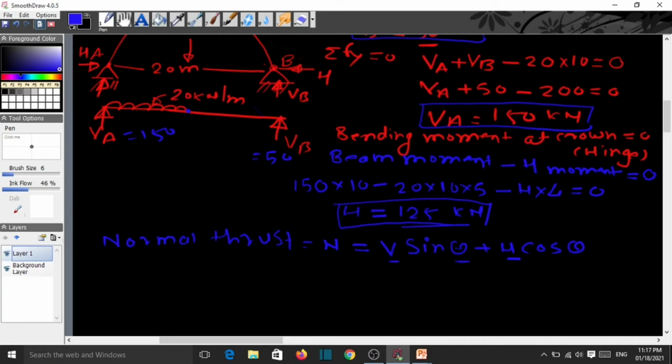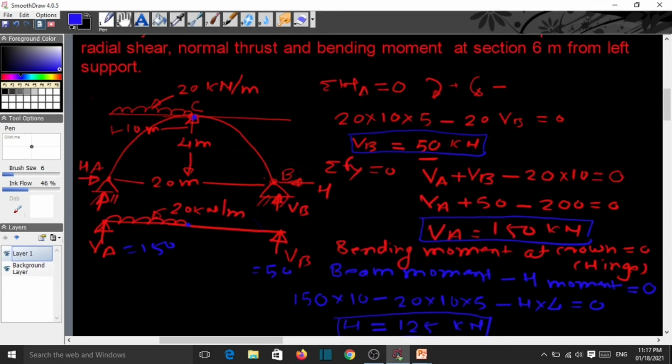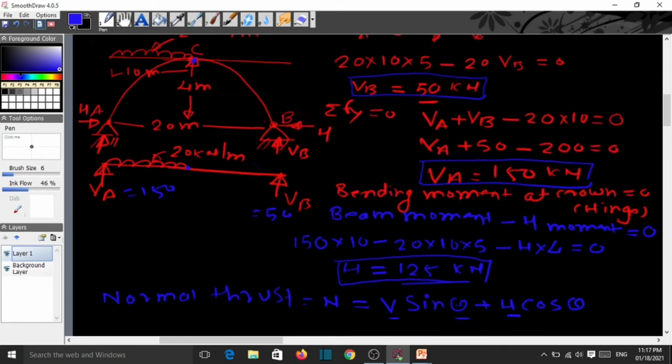But where we want the normal thrust? At 6 meter. So we want the shear force at 6 meter. So at here suppose it's 6 meter. So the shear force at this location, how to calculate?